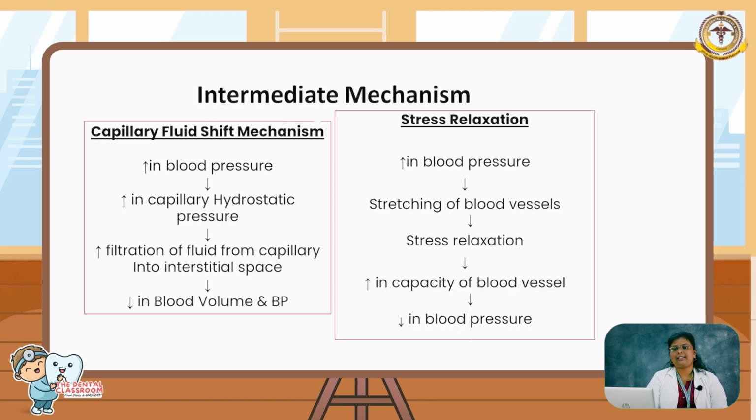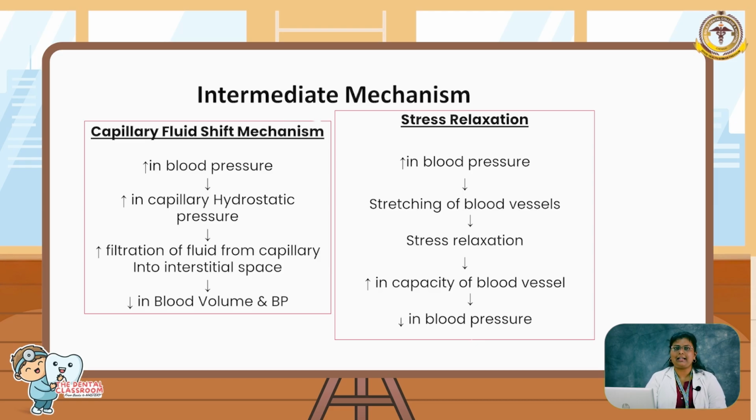So coming to the intermediate system, we have two things. One is the capillary fluid shift mechanism and the other is stress relaxation. The capillary fluid shift mainly involves the hydrostatic pressure. Whenever there is an increase in blood pressure, there will be an increase in blood flow, which causes an increase in capillary hydrostatic pressure. Wherever the hydrostatic pressure is more, the fluid will move from increased pressure to lower pressure. So fluid will move from the capillary to the interstitial space, that is the space between the cells. So the fluid is shifted from the extracellular compartment. So blood volume decreases, and in turn blood pressure also decreases. So that is the capillary fluid shift mechanism.